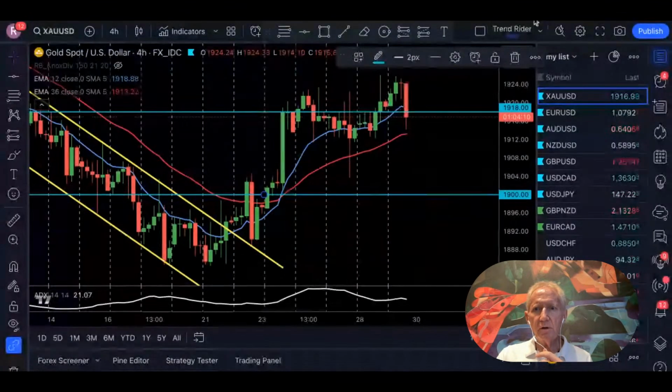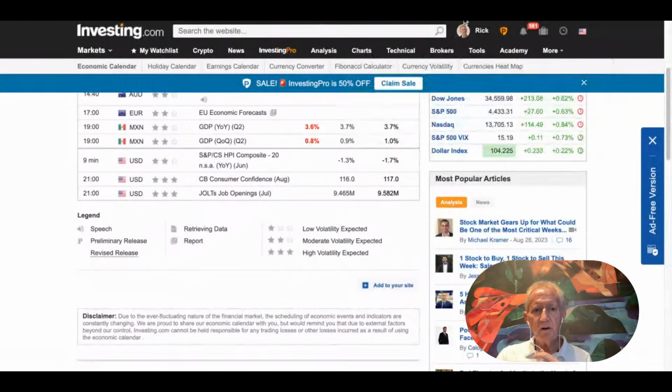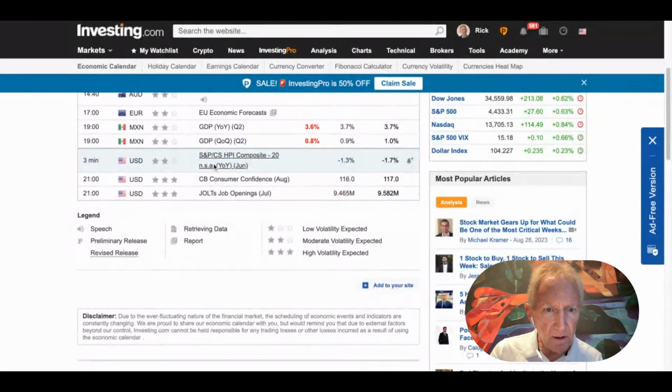Let me just switch over to the news, and let's let you have a look at that. Okay, make sure I'm sharing that on my screen. There you go. You can see the news. This is investing.com. I like investing.com because when the data comes out, it's instantaneous, and you'll see it immediately. And here we are with some unusual news. This is not a regular item that we've been seeing as a high impact item, but this is the S&P/CS HPI composite.